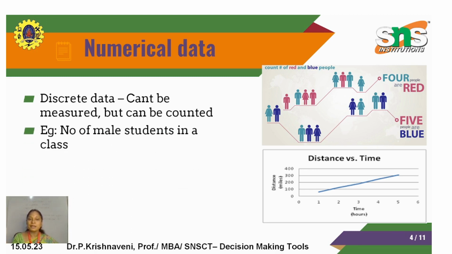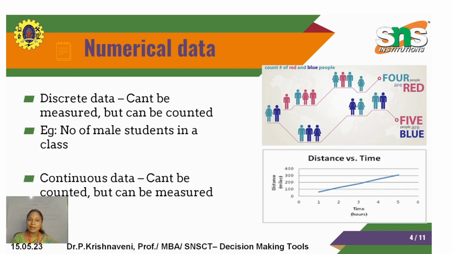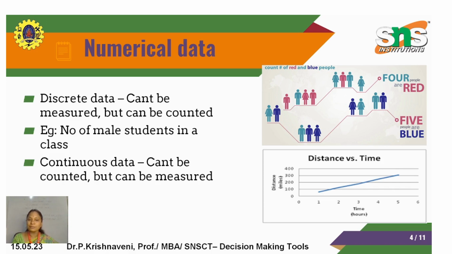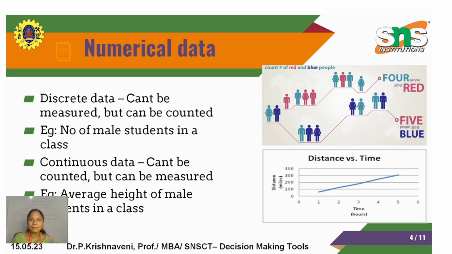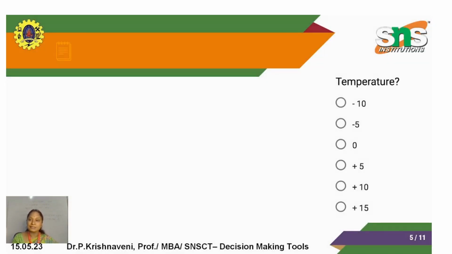The number of male students in a class is discrete data. Continuous data cannot be counted but can be measured, like the weight of the student or the average height of the male students in the class. It has meaningful information, and with that information we can make decisions. Categorical data also supports us in making decisions, but the base for these data is numerical data. Under numerical data, we again classify into interval data and ratio.